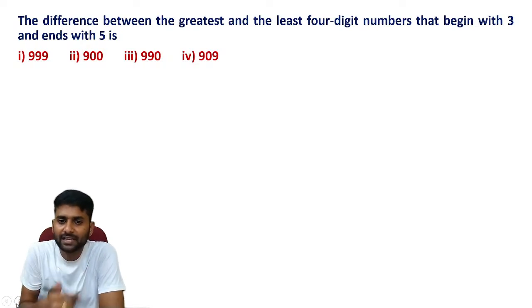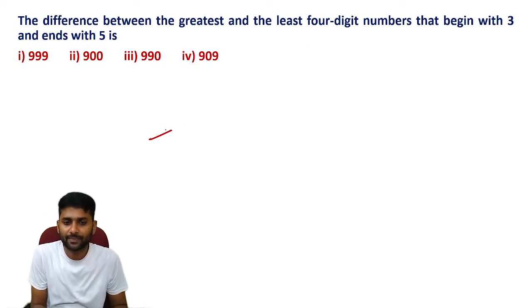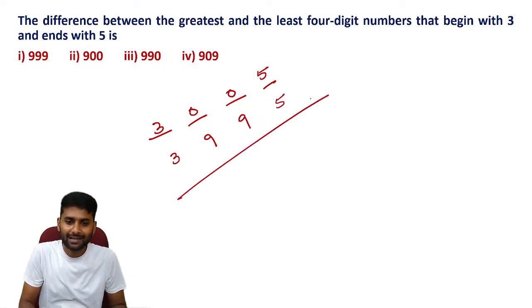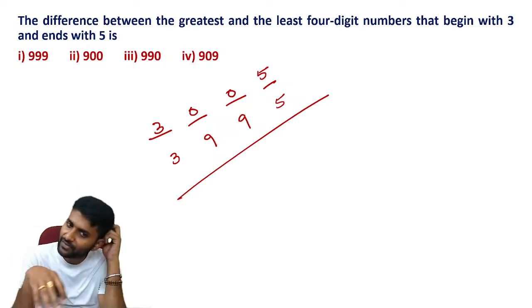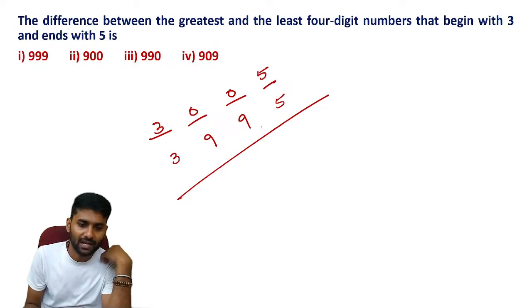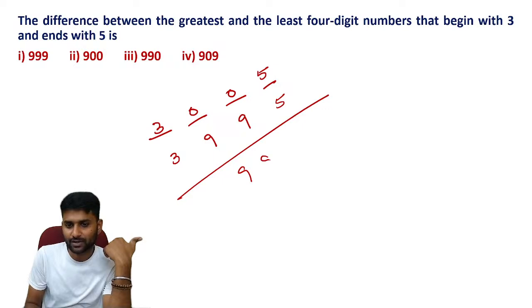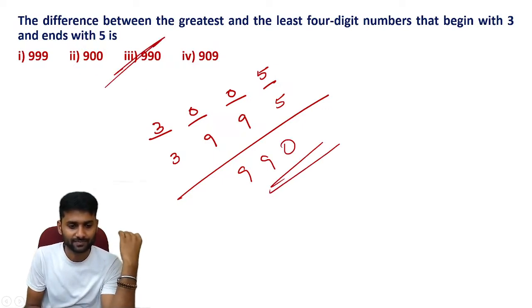The difference between the greatest and least four-digit numbers that begin with 3 and end with 5. Begin with a 3, end with a 5. So here the smallest number is 3005 and the highest number is 3995. And they clearly mention that the four-digit number must begin with 3 and end with 5. Here the smallest is 3005, the largest is 3995. The question: what is the difference? You can find the difference of the numbers: 990.